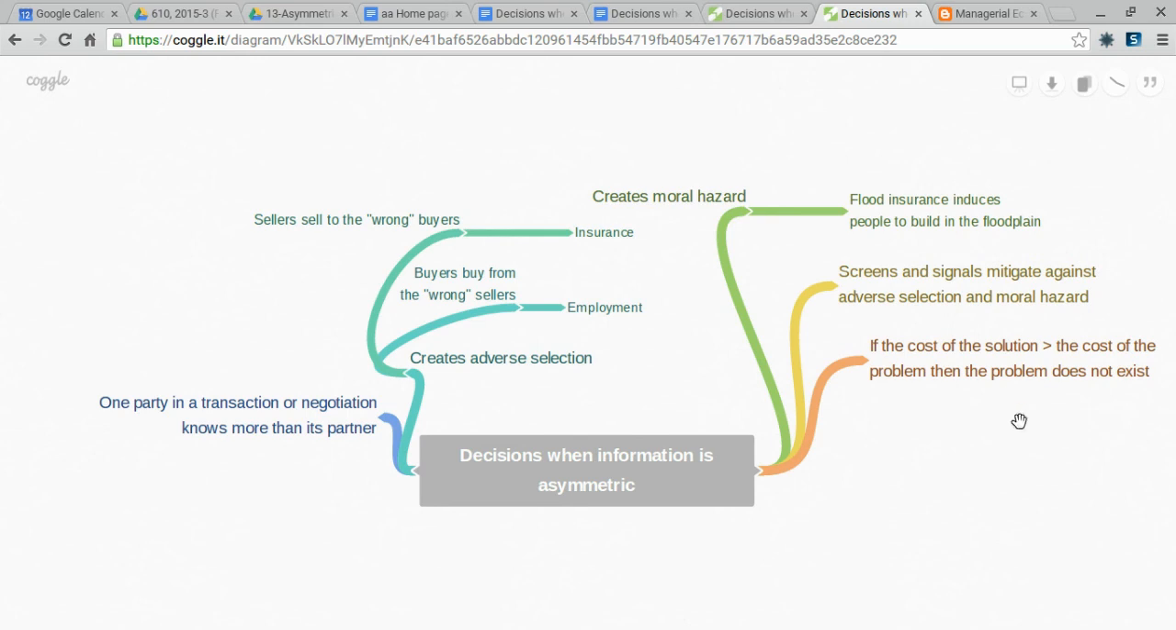As we go through this process, remember, if the cost of the solution is greater than the cost of the problem, then the problem does not exist. You can't fix everything. No screen or signal is perfect. There's always going to be some slippage, and sometimes the cost of fixing the slippage is higher than the cost of the slippage itself. Simple example, don't worry about people spending five minutes too long at the water cooler. You'll probably pay more in cost to make that go away than the cost you're suffering by letting people talk.